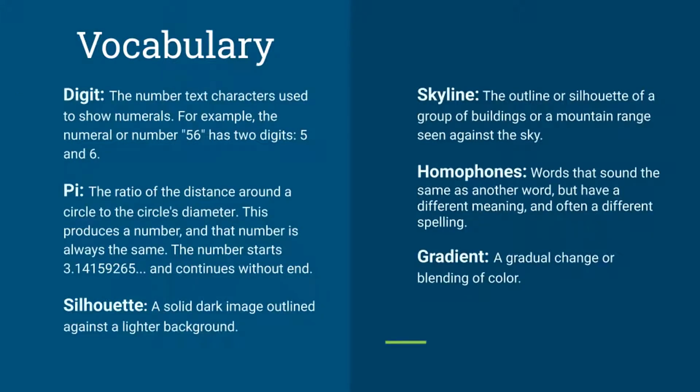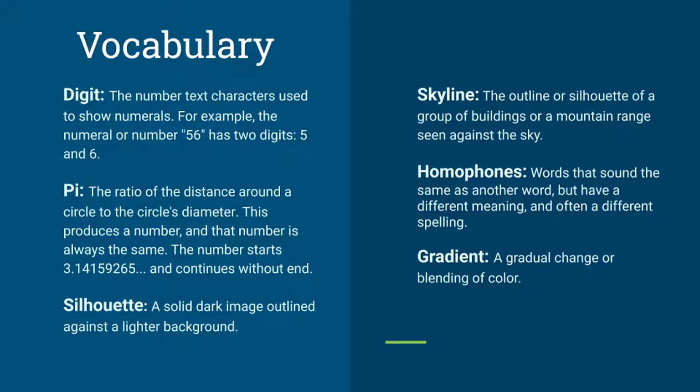All right, guys, everybody knows the drill. It's time for vocabulary to get our brains primed for the activity. Our first vocabulary word is digit. A digit is a number text character used to show numerals. So, for example, the number 56 has 2 digits in it, 5 and 6. So if we think about our alphabet and our letters, basically digits are like letters. They get put together to add up to our numbers.